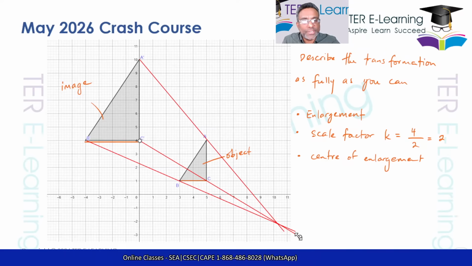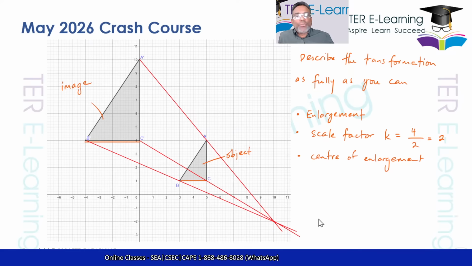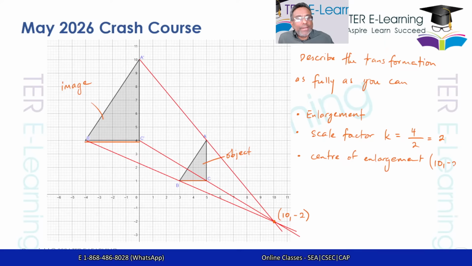Now, because I'm trying to draw this here on the fly, I may not get them to line up exactly, but I'm going to make it line up. So what you're going to notice is that all these projection lines meet at this point here. This coordinate here is positive 10. This is 10 and this is negative 2. So the center of enlargement here is going to be 10 and negative 2.